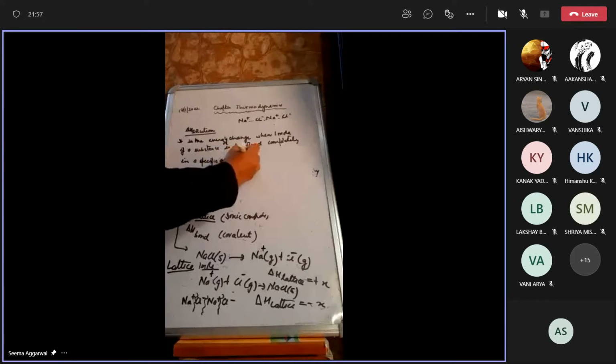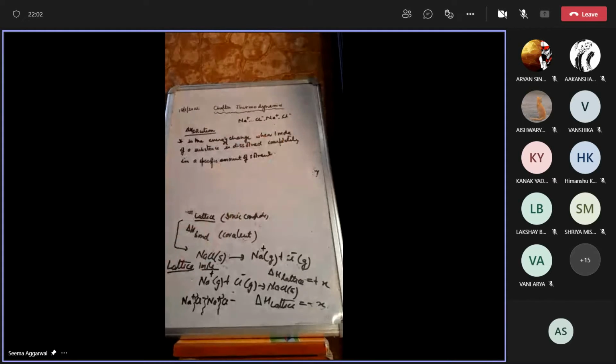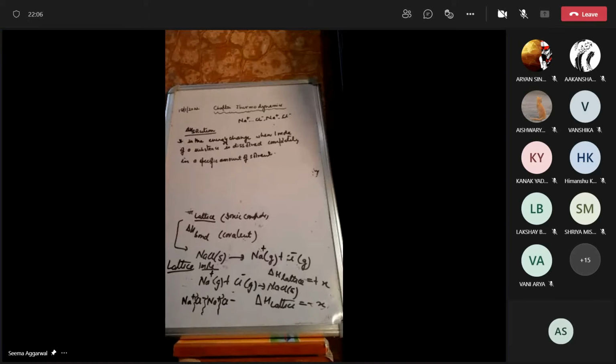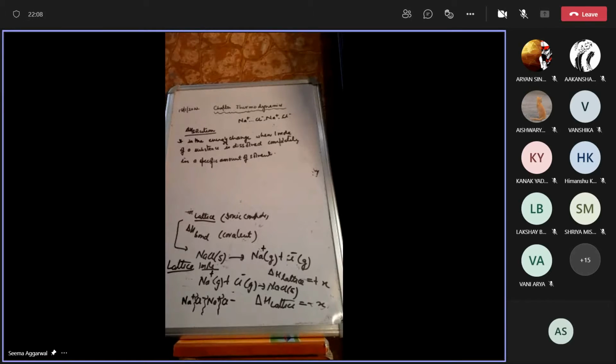Suppose I am taking 1 mole of glucose and dissolving it in the solvent, then it is called delta H solution. And delta H solution depends on whether the reaction is endothermic or exothermic. So delta H solution can either be positive or negative.